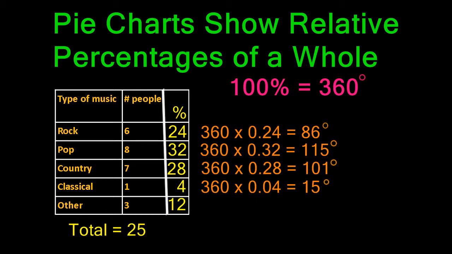Lastly, the other category, we take 360 degrees times 12% or 0.12, and that gives us 43 degrees. So the angle of the slice of pie representing other should be 43 degrees.